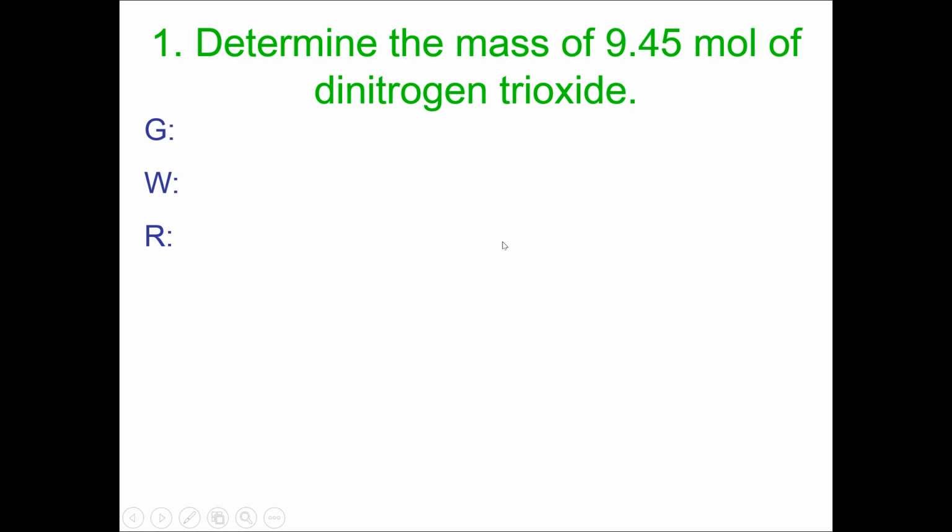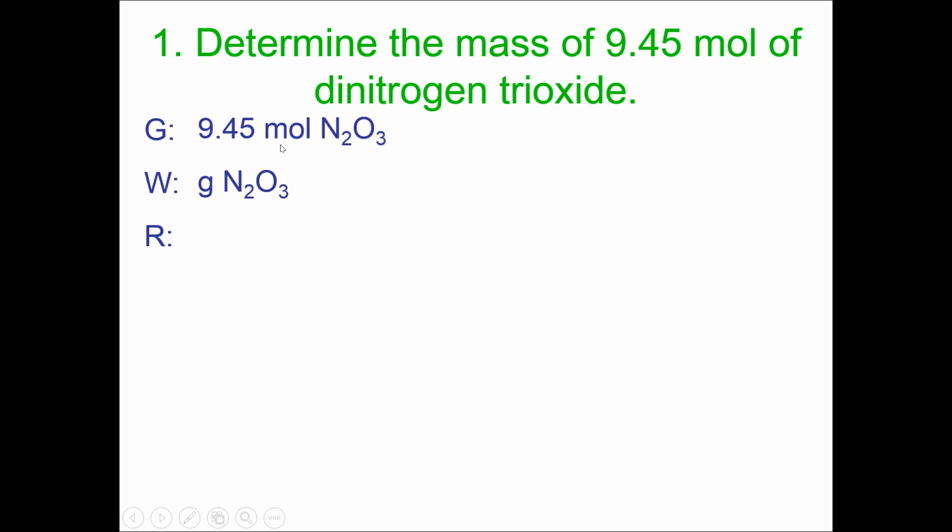So here is the entire practice box question 1. If you're going to determine the mass of 9.45 moles of dinitrogen trioxide, it might be worth knowing that the formula for dinitrogen trioxide is N2O3. Here is our given, 9.45 moles of N2O3. We want to determine the mass, which means calculate the grams of N2O3, and we want to ask ourselves a few questions.